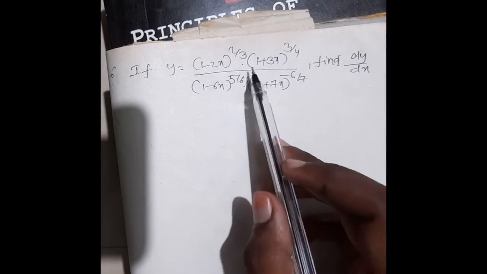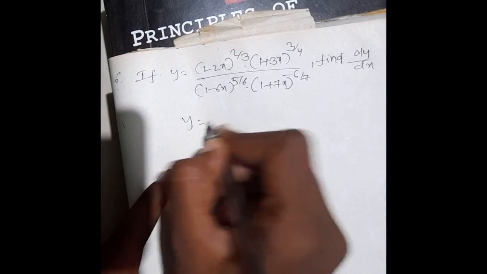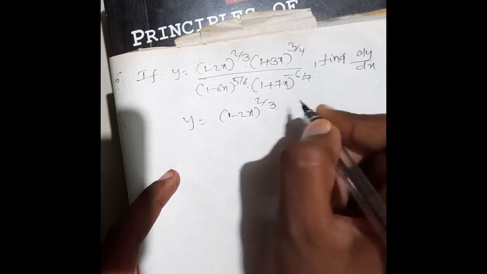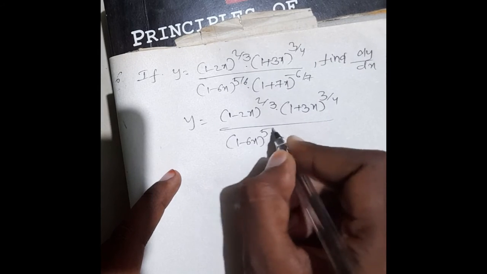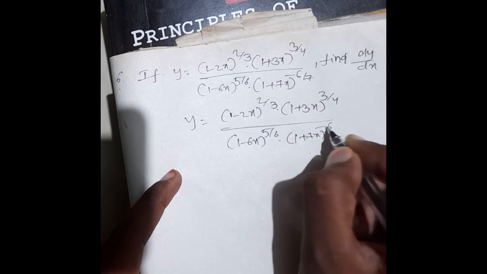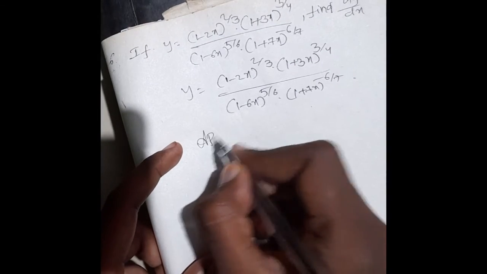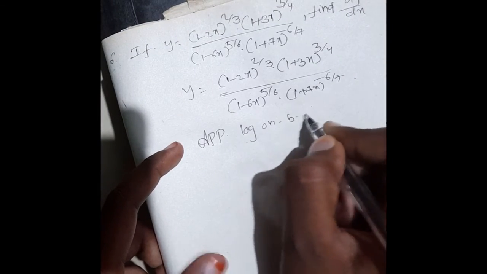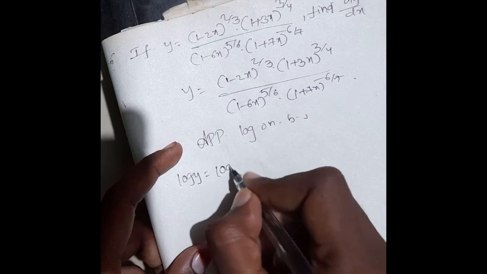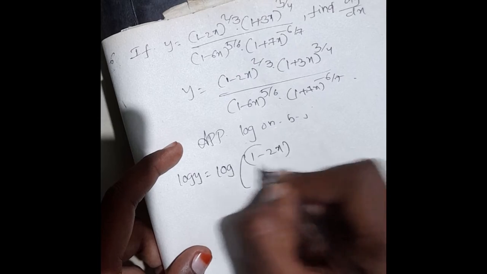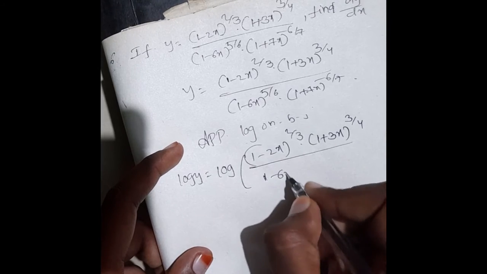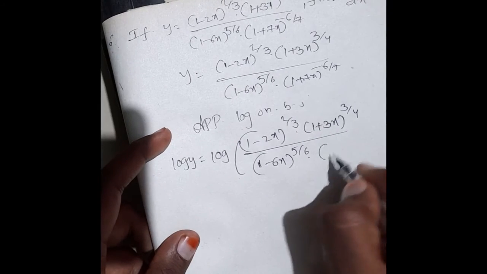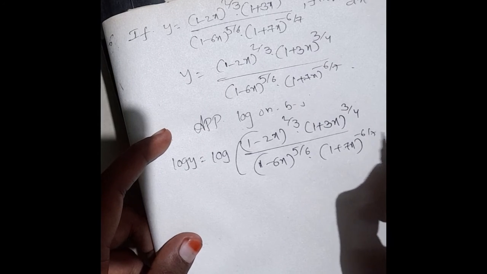So the next question is, if y equals (1 minus 2x) to the power 2 by 3 into (1 plus 3x) to the power 3 by 4, divided by (1 minus 6x) to the power 5 by 6 into (1 plus 7x) to the power 6 by 7. It seems complex to you, but it becomes very simple by just applying log. Now applying log on both sides, log y equals log of that expression.